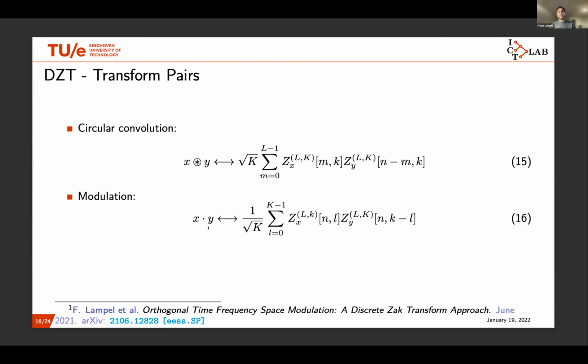If we have a modulation, it means the element-wise product between two sequences. What we get is a convolution with respect to the frequency variable in the Zak domain. So we can calculate the Zak domain representation of the modulated signal by just convolving the Zak domain representations of the individual signals with respect to k and l.